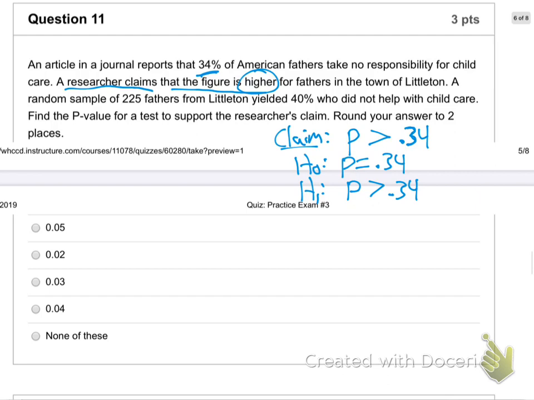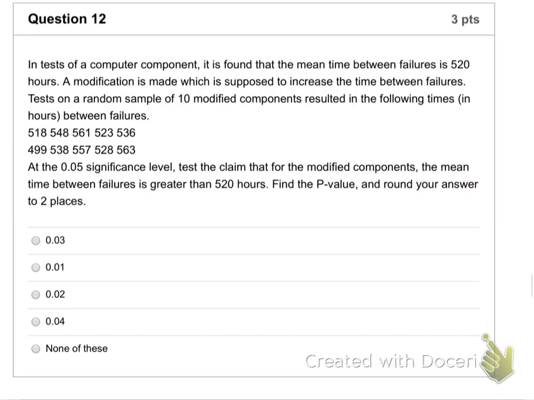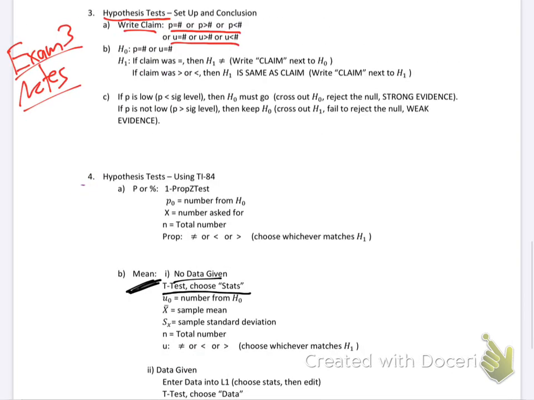Why is this one greater than? Well, somebody has to be the same as the claim, don't they? So it has to be greater. Claim comes down there, and I write claim by that bottom one. And, weak evidence, although we don't even need it on this one. Strong evidence, just a good habit. But now we go to our calculator and go to our chart here. This is a P hypothesis test, so it is a 1-prop Z test.